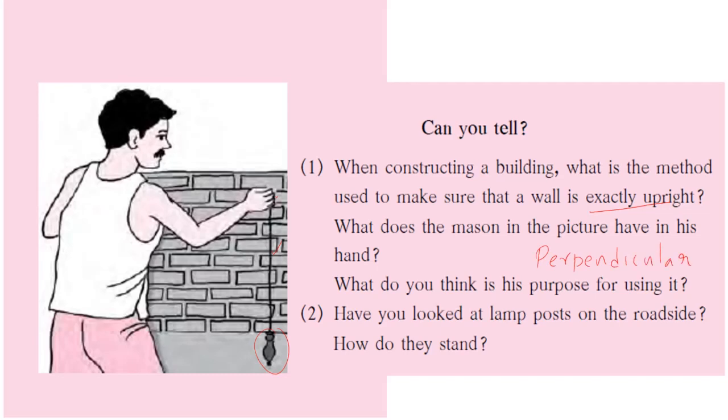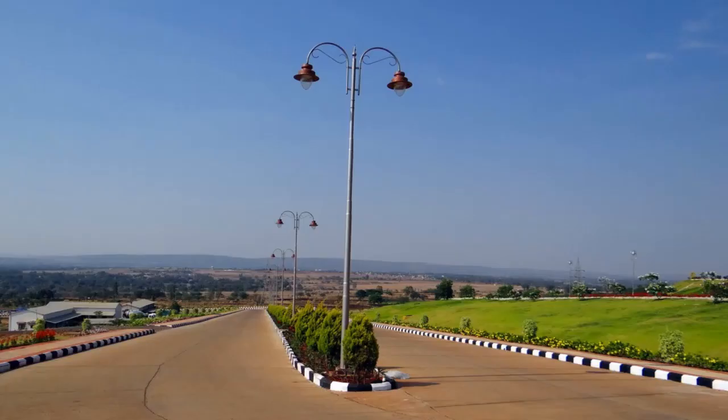Perpendicular means exactly upright. Perpendicular means 90 degrees if you measure with a protractor. That means this will be having an angle of 90 degrees over here. Have you looked at the street light or any lamp post on the roadside? We have seen a lamp post like this on the roadside, straight, upright. If it is a little bit slanting to one side or the other, naturally there is every chance that in a strong wind it will fall down. Otherwise also it will not look beautiful. It should remain upright and straight.